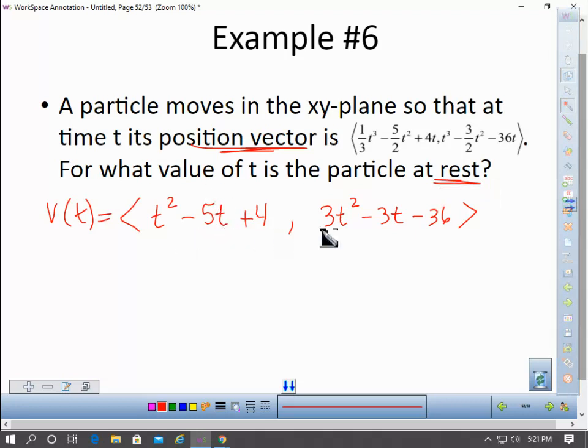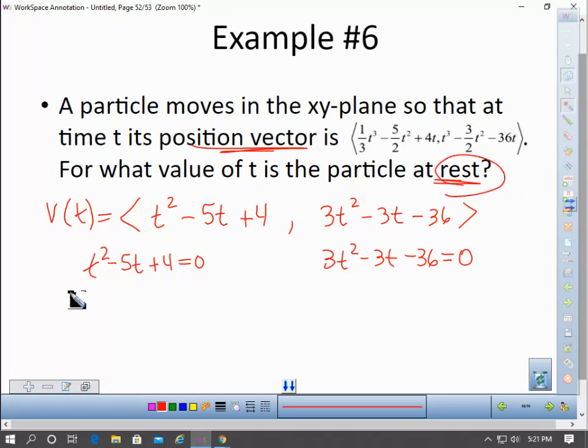But we have two components of velocity. So what we have to do is make both of these components 0. So let's do t squared minus 5t plus 4. That has to equal 0, because that's the first component of our velocity. And then here's the second component, 3t squared minus 3t minus 36. That has to equal 0 too, because we just have two parts to our velocity vector. There's two components to it. So we just set them both equal to 0 because your velocity has to be 0 to be at rest. So let's factor these and solve.